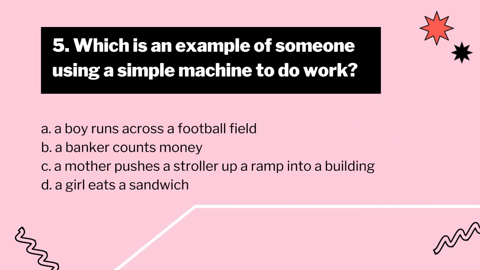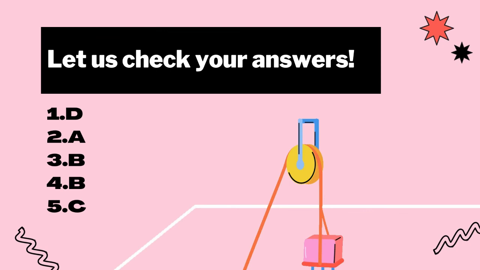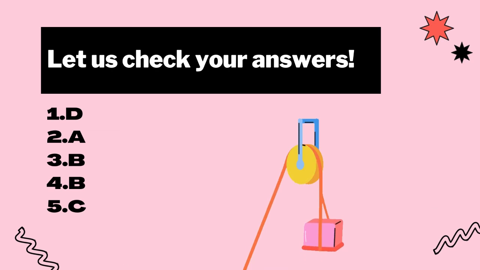Number 5. Which is an example of someone using a simple machine to do work? A. A boy runs across a football field. B. A banker counts money. C. A mother pushes a stroller up a ramp into a building. Or D. A girl eats a sandwich. Let us check your answers. Number 1, D. Number 2, A. Number 3, B. 4, B. 5, C. Very good, children.